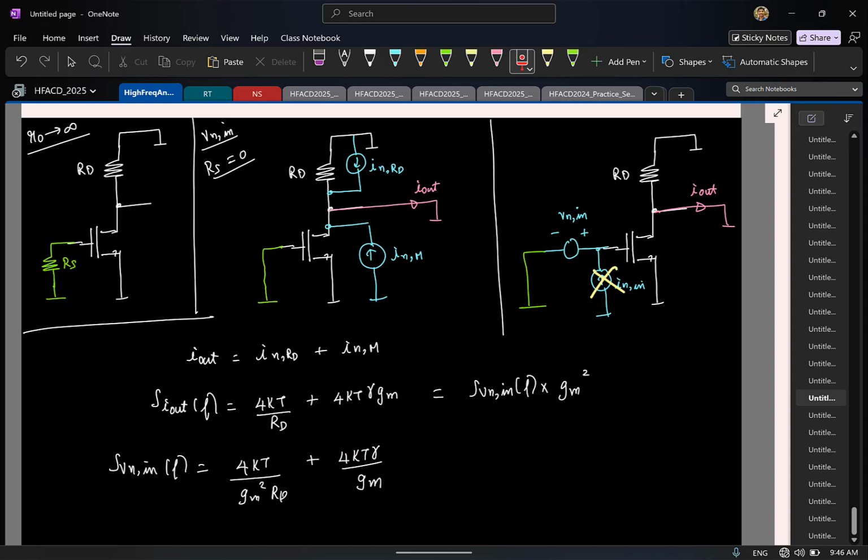So anytime you see that the input is given to the gate of a MOSFET, you can straight away say the contribution of that MOSFET to the overall input referred noise is directly 4kT gamma by gm. That you can straight away write.